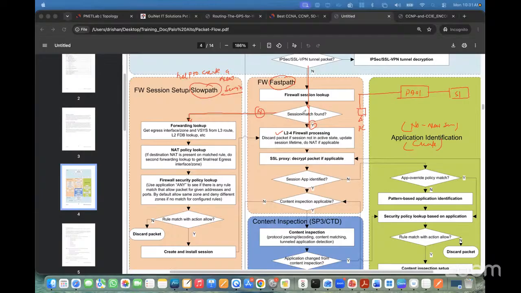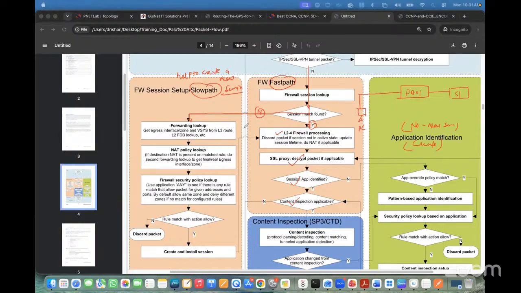But if there is no session, meaning an existing session is not available, I need to get a new session, so it will go in the slow path. The slow path is a path that will help to create a session for the new packets. Fast path is a path where, if I have the existing sessions, it will simply process from L2, L4, L3 and other things like application identification, content identification, and SSL decryption.